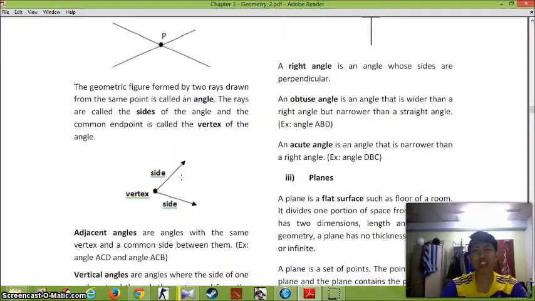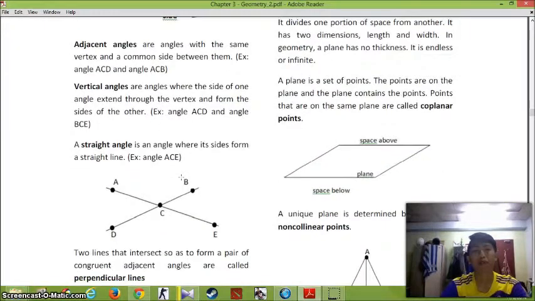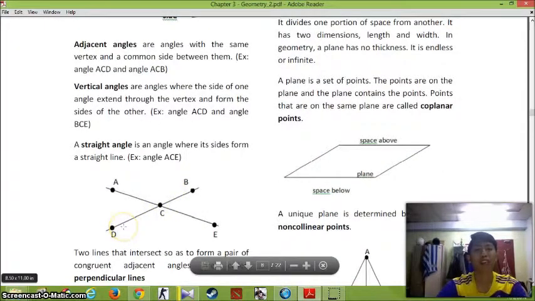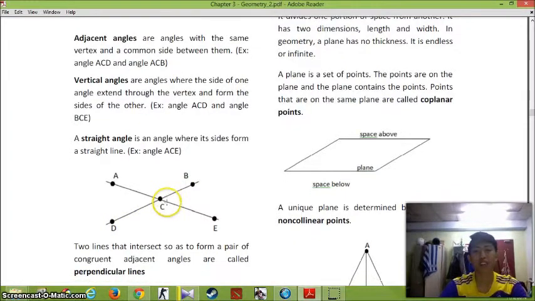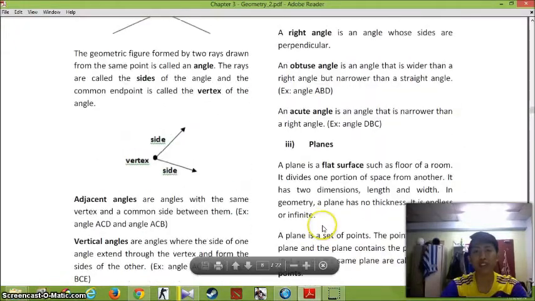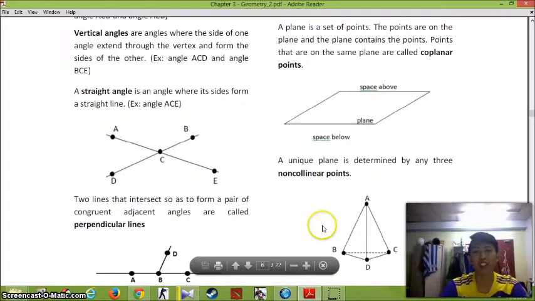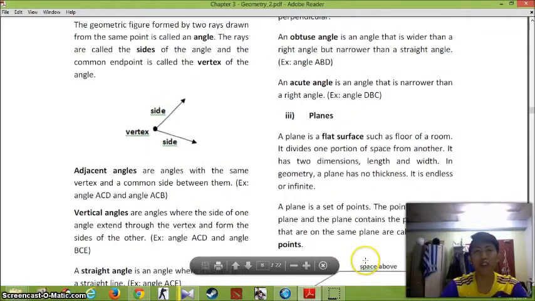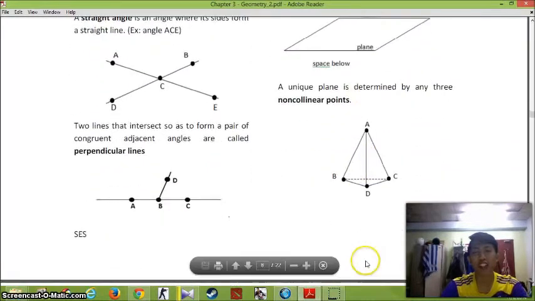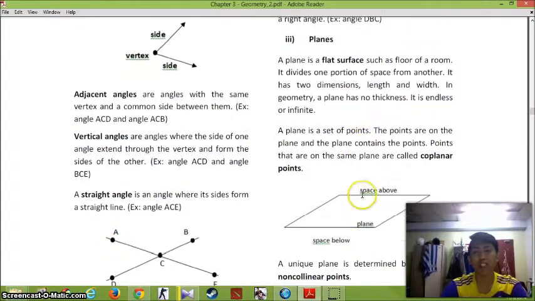An acute angle is an angle that is narrower than a right angle. Example, angle DBC. Here is the example. The obtuse angle is angle ABD, and the acute angle is angle DBC.